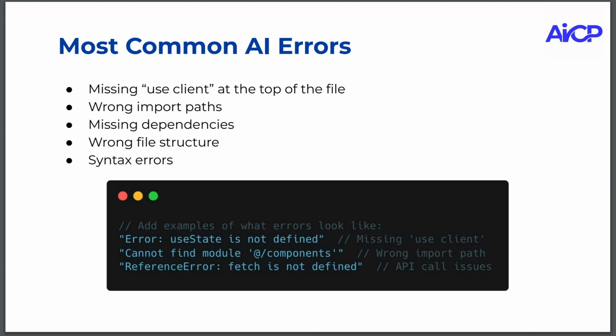So here's an example of what errors in your code look like. For missing this use client at the top of the file, it'll say error: useState is not defined. If it's a wrong import path, it'll say it can't find this specific component. If there's API call issues, it'll say that fetch is not defined. Again, we covered all of these different scenarios in our previous sections.